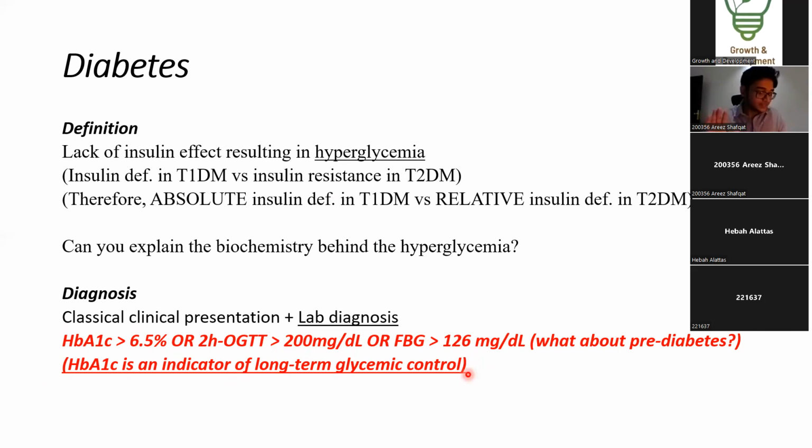Is this slide clear? Yep. Okay, good. What's normal FBG? Normal FBG less than 100. Normal OGTT less than 140. Normal HbA1c less than 5.7. Anything between normal and diabetes is called pre-diabetes. Okay. FBG is fasting blood glucose.